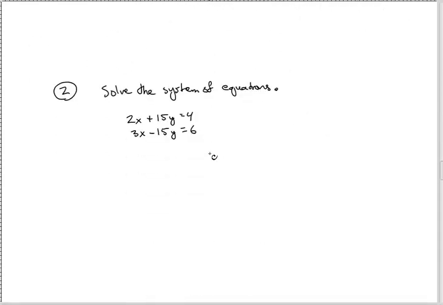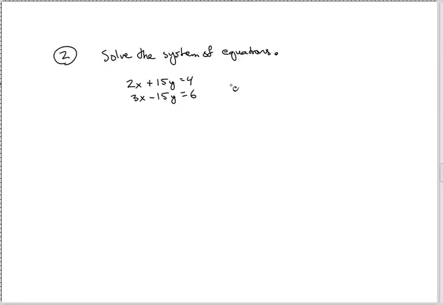Let's do another one. Solve the system of equations again. There are a few methods for this. I'm going to choose the addition method. If I put a big old plus sign right here, these 15s should cancel. Positive 15 minus 15 makes a 0. Everything else is just regular. So 5x is equal to 10. Divide by the 5, and you get x equals 2.